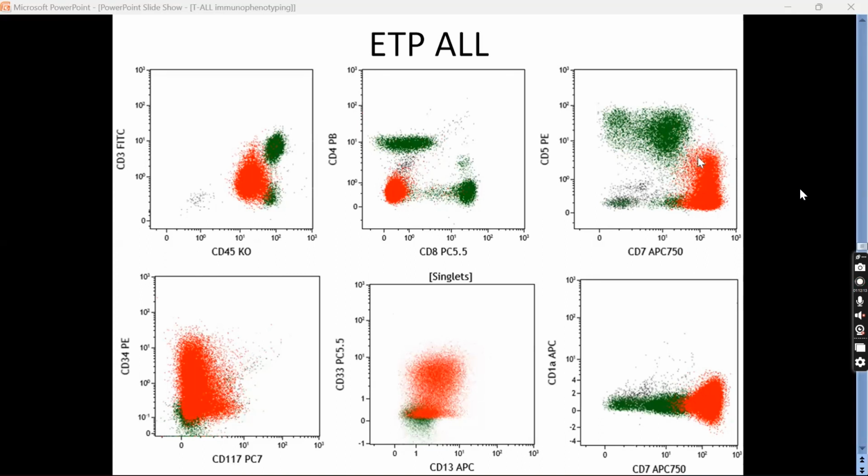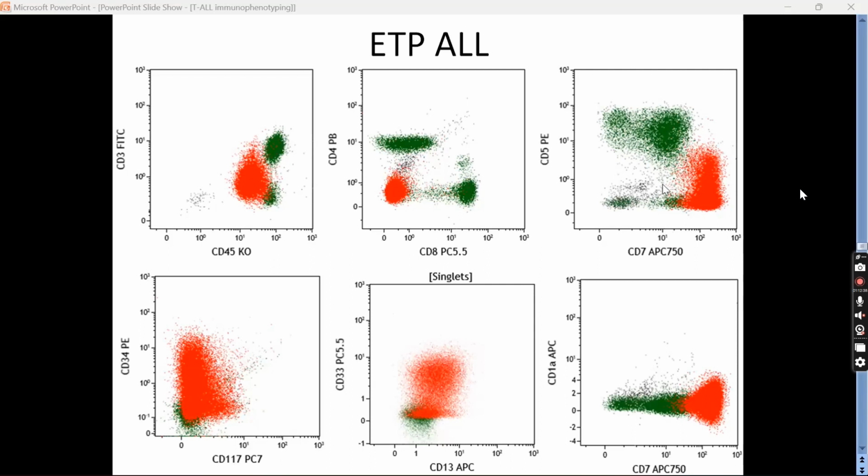Third, it should exhibit a stem cell marker or a myeloid marker. So the blast here is exhibiting CD34 in a variable fashion. So a stem cell marker is seen in the blast. And it is also expressing CD33 in a subset or a part of the blast. So it is expressing a myeloid marker also. So third criteria is satisfied. First criteria is satisfied. Second, we don't know.